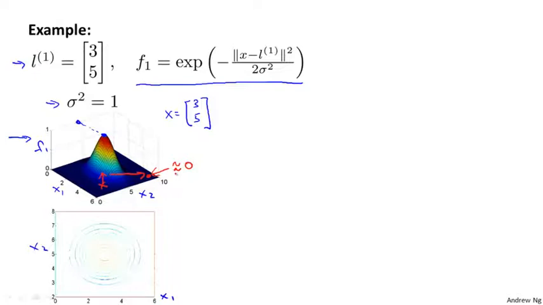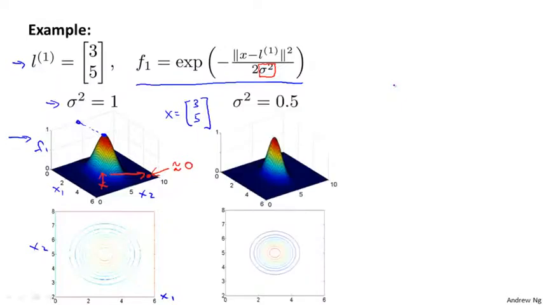Now, the other thing I want to do on this slide is show the effects of varying this parameter sigma squared. Sigma squared is a parameter of the Gaussian kernel, and as you vary it, you get slightly different effects. Let's set sigma squared to be equal to 0.5 and see what we get. What you find is that the kernel looks similar, except that the width of this bump becomes narrower. The contours shrink a bit too. So if sigma squared equals 0.5, then as you start from x equals 3, 5 and move away, the feature f1 falls to 0 much more rapidly.